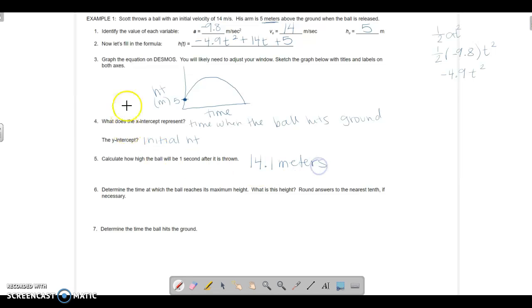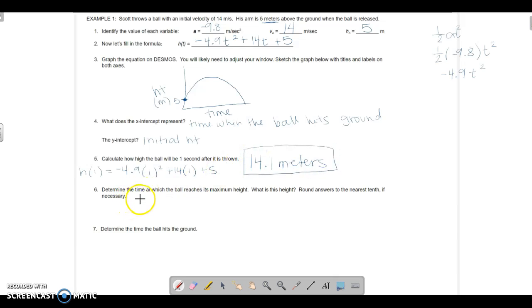Now, there's no reason that you couldn't figure that out on your own. You just have to evaluate h of 1, which basically just means plug it in. You're going to do -4.9 times 1 squared plus 14 times 1 plus 5. It's just a lot easier if Desmos can tell you that same answer.